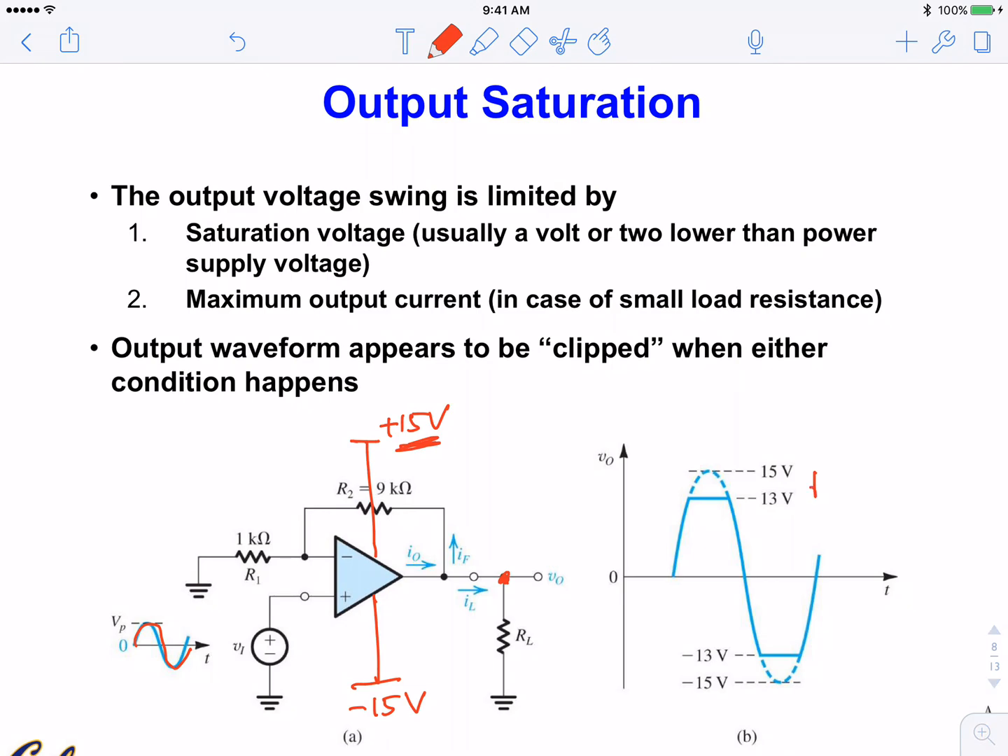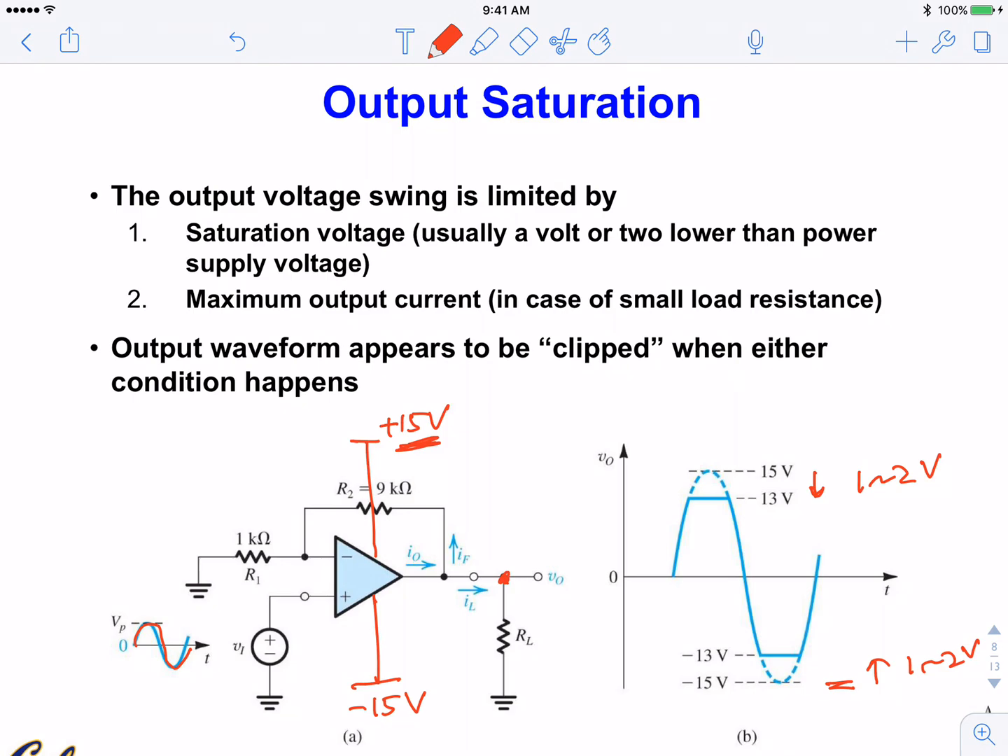In this example it is a 2 volt drop, but the precise amount of drop depends on the implementation, on what kind of transistors we choose in this op-amp. So it's typically 1 to 2 volts below the maximum voltage, which is the power supply voltage. Likewise, on the negative side, it's also 1 to 2 volts above this limit.